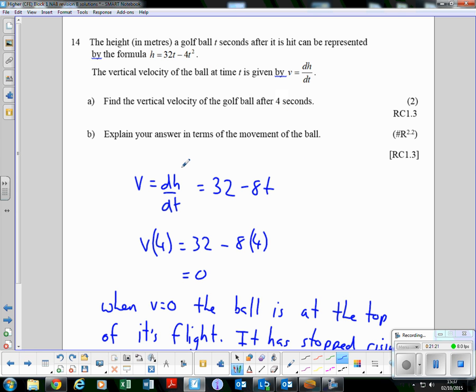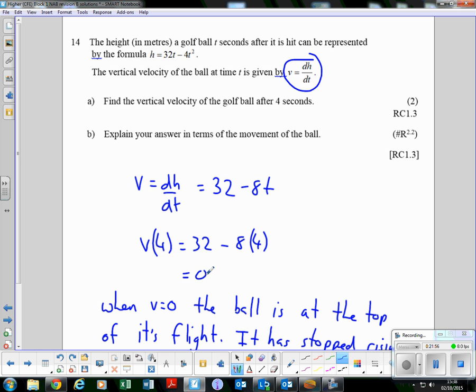The height in meters of a golf ball t seconds after it's hit can be represented by this formula. The vertical velocity of the ball at time t is given by v equals dh/dt. Find the vertical velocity of the ball after 4 seconds. So the velocity, as it says here, is given by dh/dt. So let's differentiate h. We get 32 minus 8t. And after 4 seconds, substituting 4, the velocity is 0.